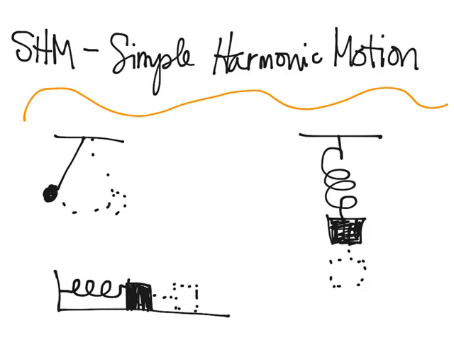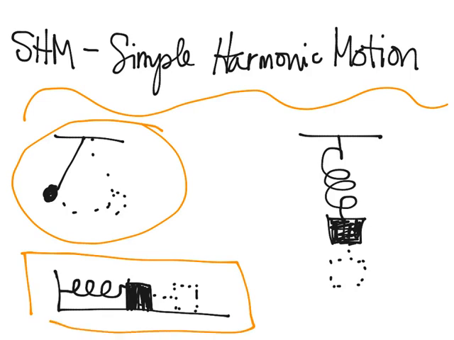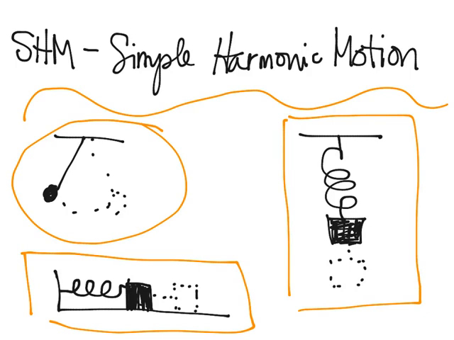Alright, so this video is a brief review of simple harmonic motion and graphing simple harmonic motion. The three situations we're dealing with when we're talking about simple harmonic motion are a pendulum, so a string attached to some kind of mass swinging back and forth, a mass attached to a spring that's going back and forth horizontally, and a mass attached to a spring that is moving up and down.